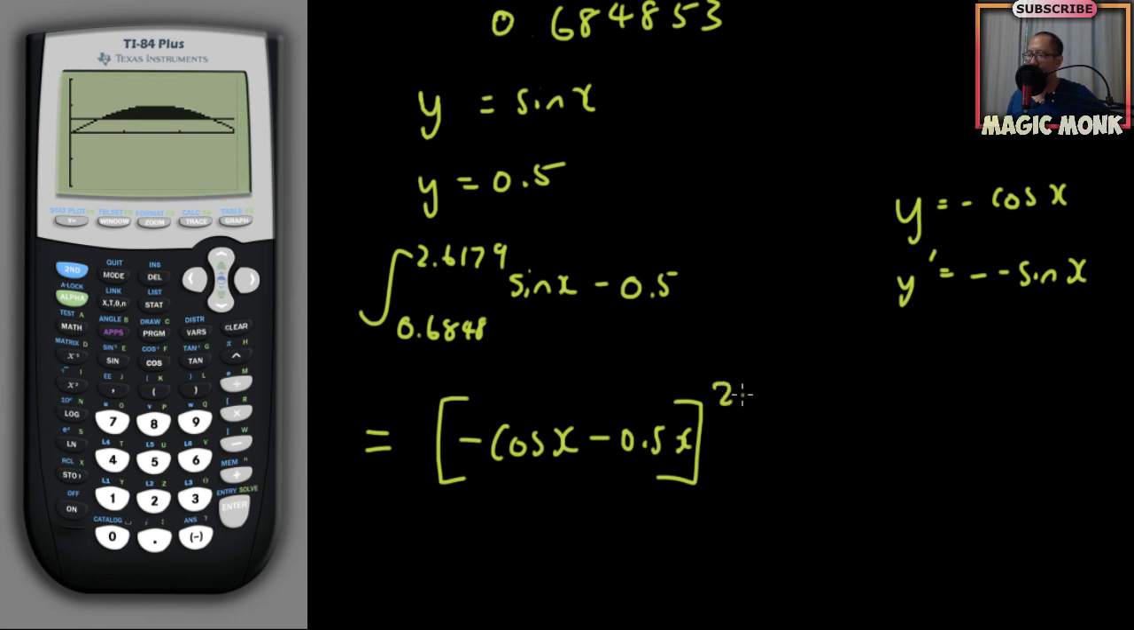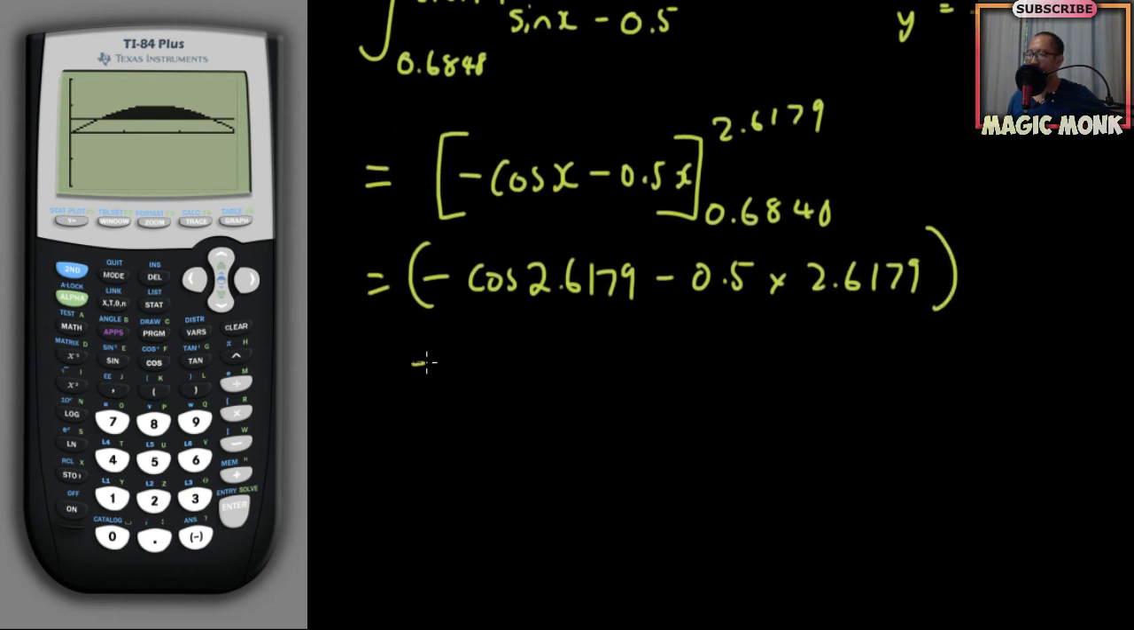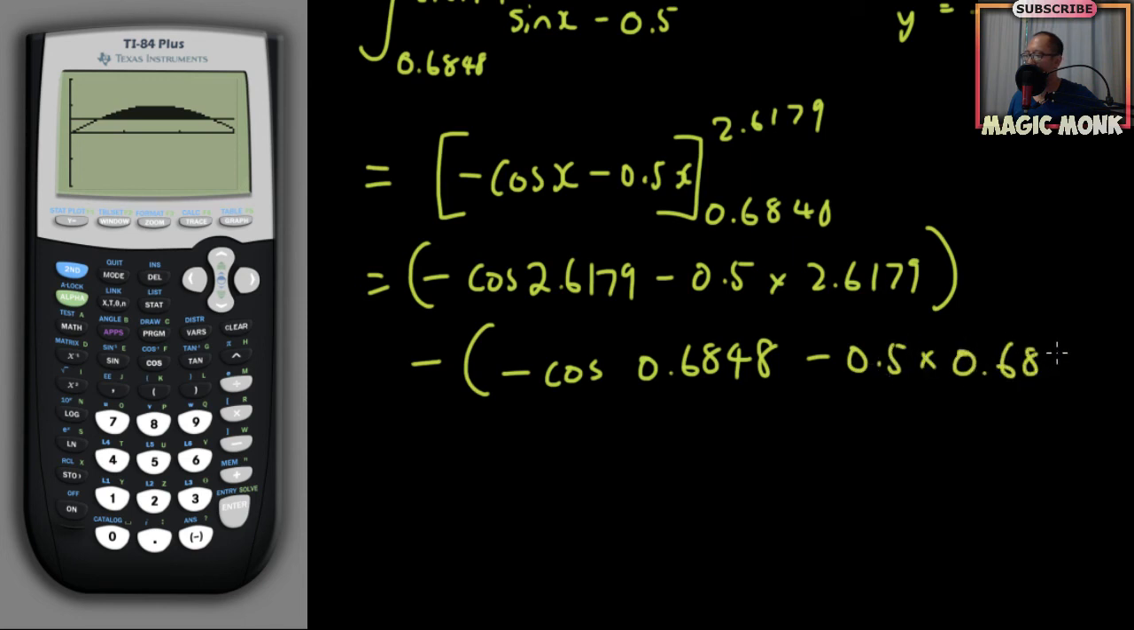Okay, so put in 2.6179 and then put in 0.6848. Let's take it away. So negative cos 2.6179 minus 0.5 times 2.6179 in brackets, minus negative cos 0.6848 minus 0.5 times 0.6848. Okay, so let's type all that in.